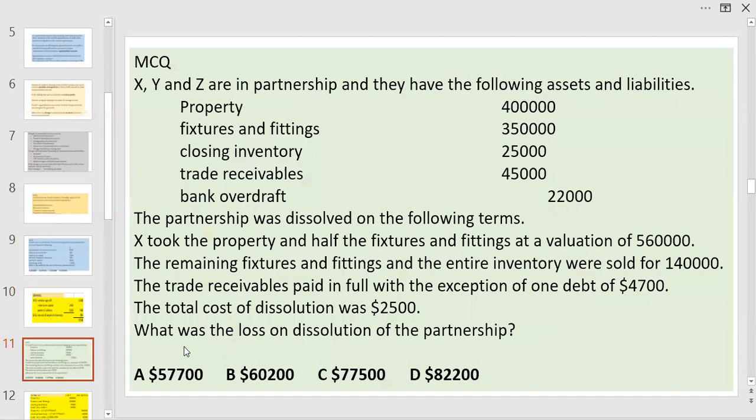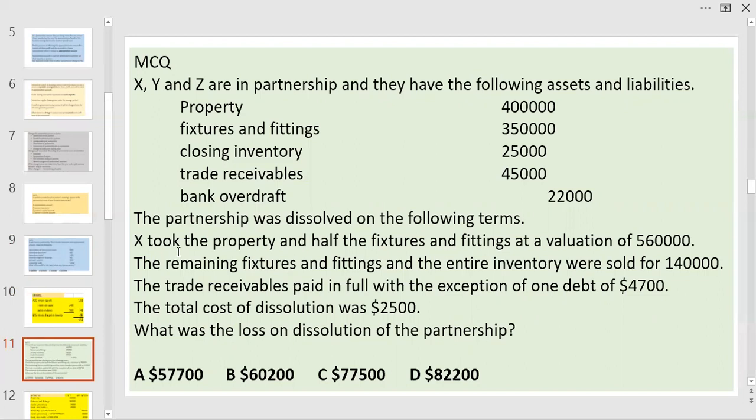Okay, the next MCQ. X, Y, and Z are in partnership. They have the following assets and liabilities. A list is given here. How these assets were disposed of is given below, and we put them into a dissolution account.